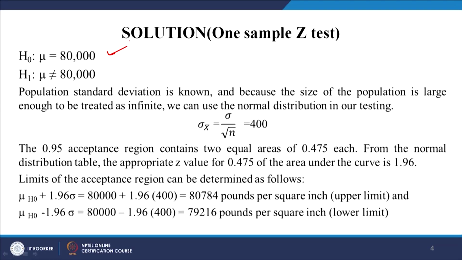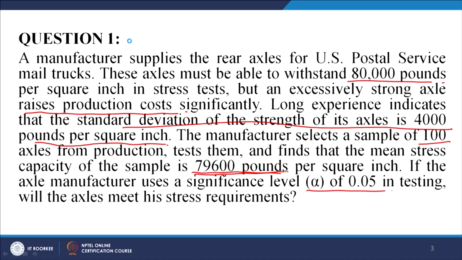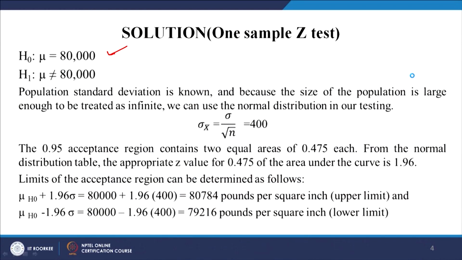The mu is equal to 80,000, right. So, the null hypothesis, let us go back. The null hypothesis, let us say, must be able to withstand 80,000 pounds per square inch. So, let us assume that the mean is equal to 80,000. Okay. So, what is the alternative? That the mu is not equal to 80,000.